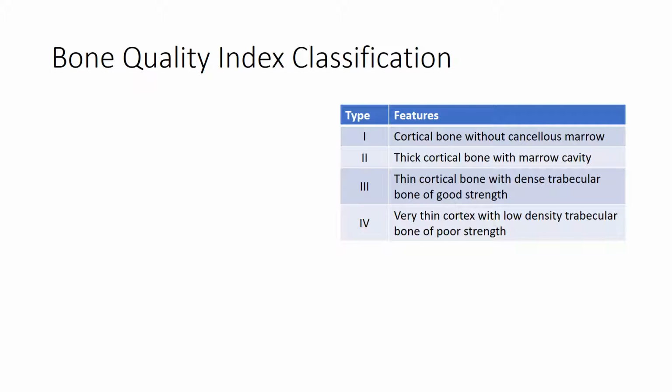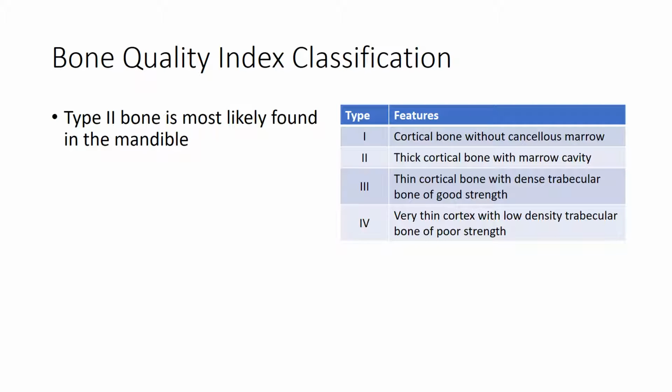There are 4 types of bone found within the maxillofacial skeleton, types 1 through 4. Type 1 is essentially cortical bone without any cancellous marrow. Type 2 is thick cortical bone but with a marrow cavity. Type 3 is thin cortical bone with dense trabecular bone of good strength. And then type 4 is very thin cortex with low density trabecular bone. So type 2 bone is most likely found in the mandible.